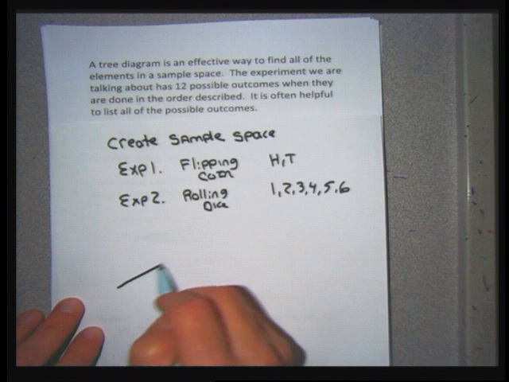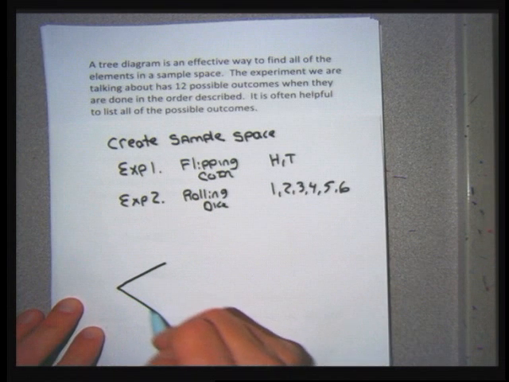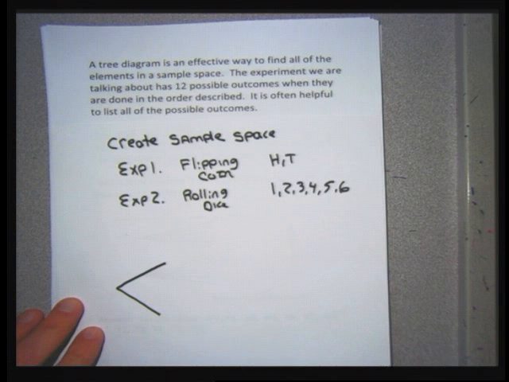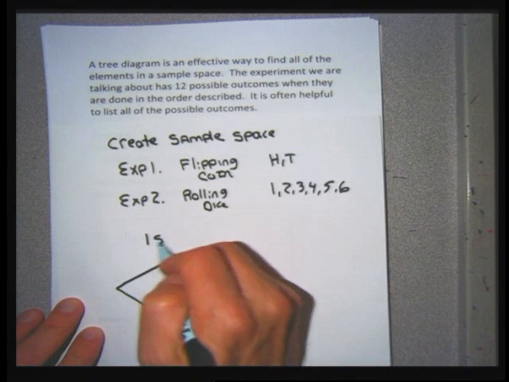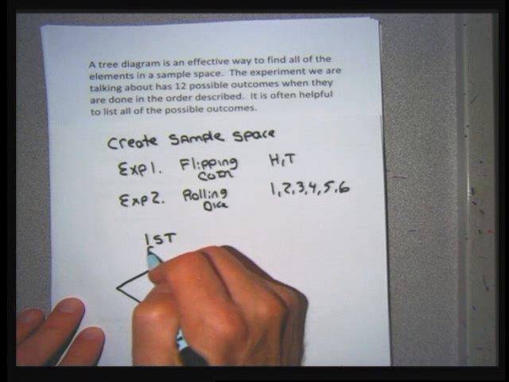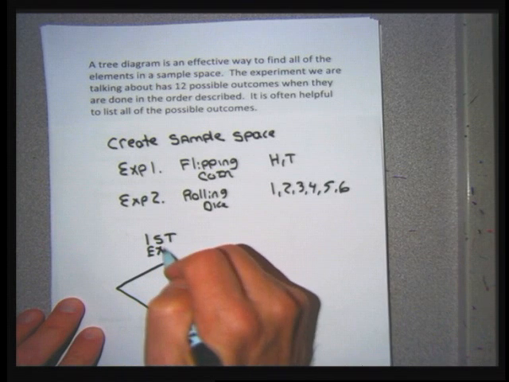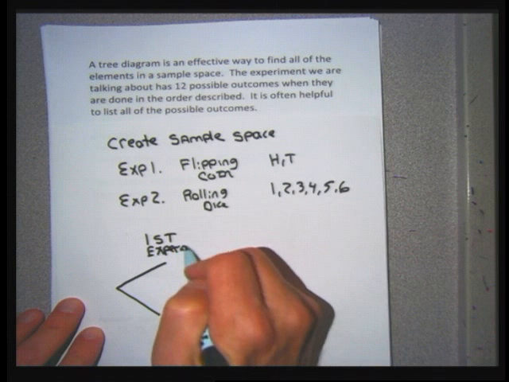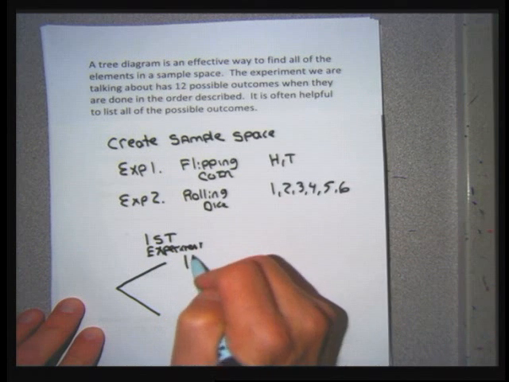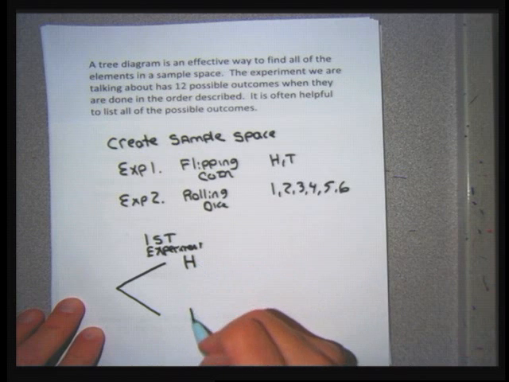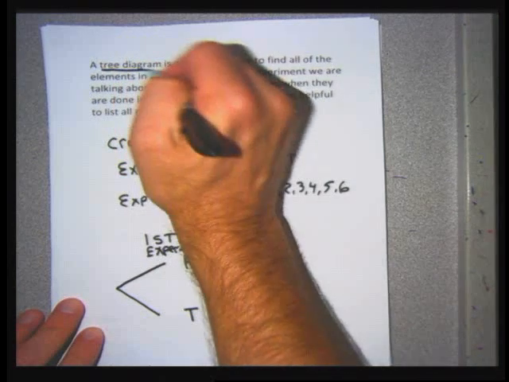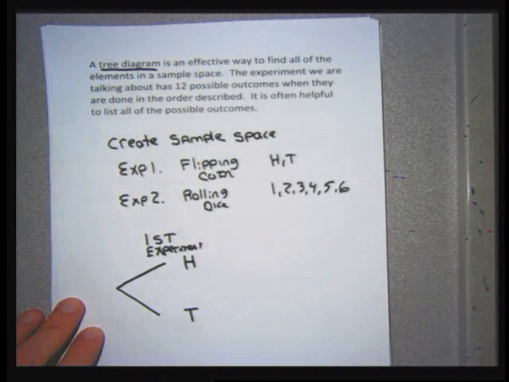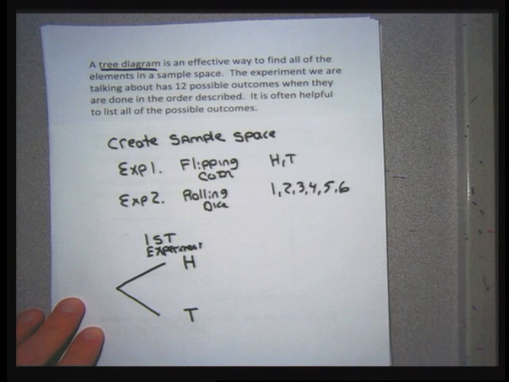What I'm going to do is make a branch or a V, or I don't know if you call that a V anymore. How about a less than sign? And above the ends of my V, I'm going to write first experiment. And my first experiment could come up a head, or it could come up with a tail. So what I'm doing is creating something called a tree diagram, and the tree diagram is going to help me list the sample space, which is going to be all 12 possible outcomes.